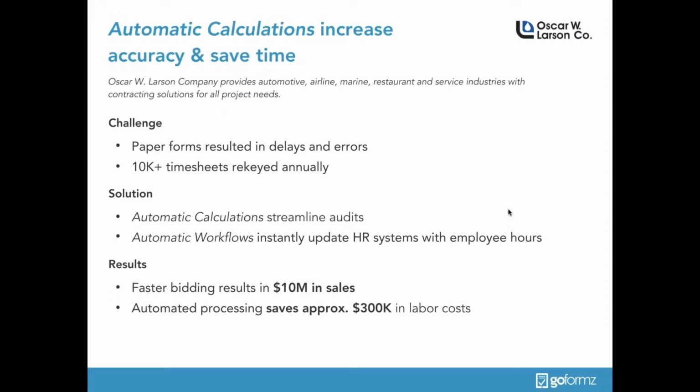These dynamic, feature-rich mobile forms helped Oscar Larsen's generate a whopping $10 million in sales due to a faster, more accurate bidding process, while automated processing produced a savings of approximately $300,000 in labor costs. Let's move on to our friends over at DeShazo now and hear about how they use mobile forms to capture new data types like images and sketches.